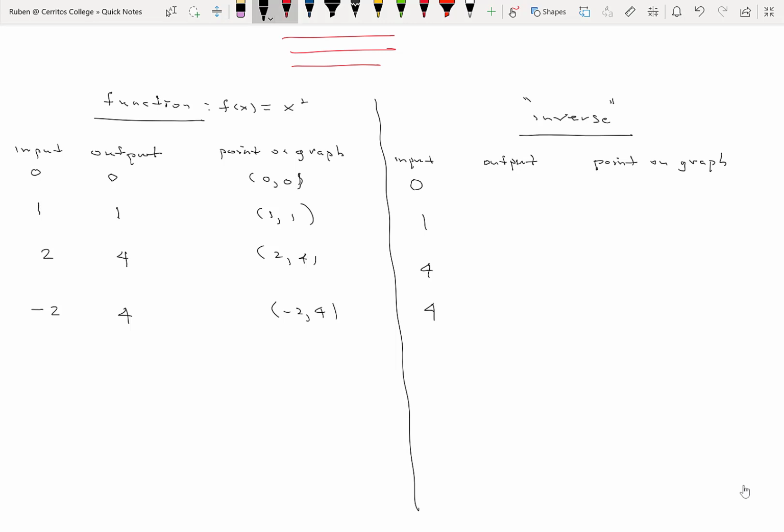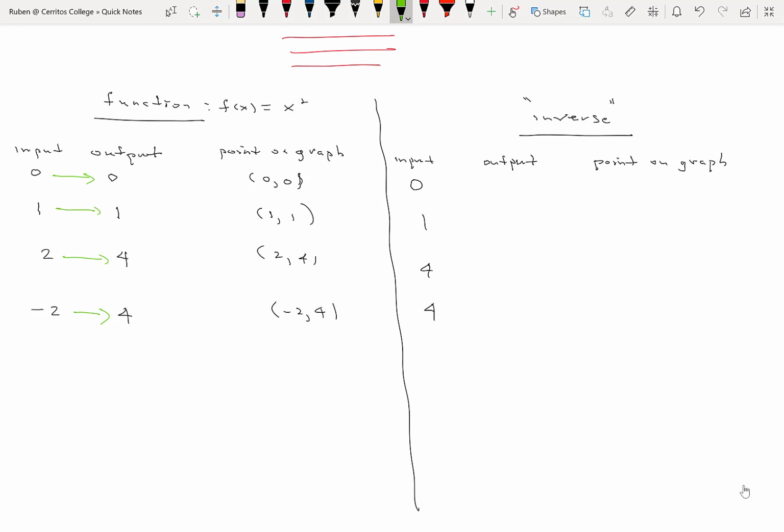Now I'm going to use some arrows to help us out with a nice visualization. So back to the function, if I input 0, I output 0. If I input 1, I output 1. If I input 2, I output 4. If I input -2, I output 4. Think about it as inputs get turned into outputs. 0 gets turned into 0, 1 gets turned into 1, 2 gets turned into 4 by the function, -2 gets turned into 4. So now reverse those little green arrows for the inverse.